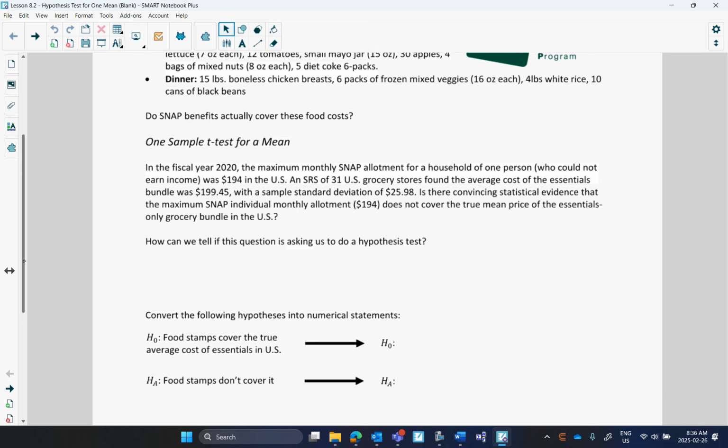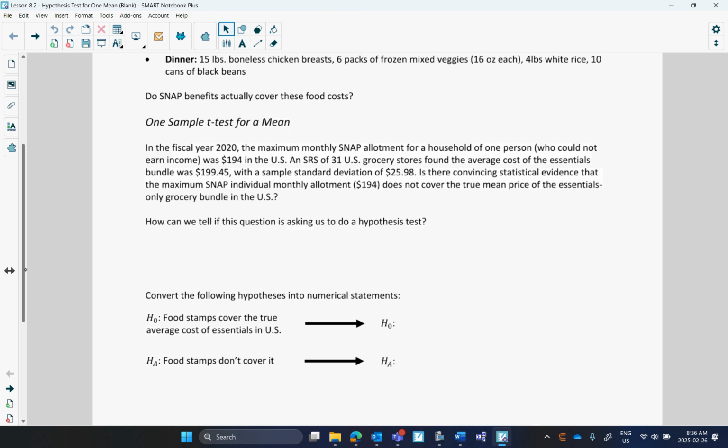So how can we tell if we're asked to do a hypothesis test? What do you see in the question? What phrase do you see? Convincing statistical evidence. Exactly.